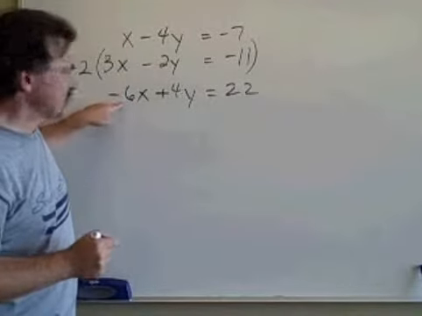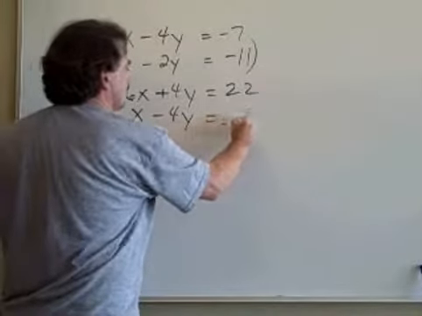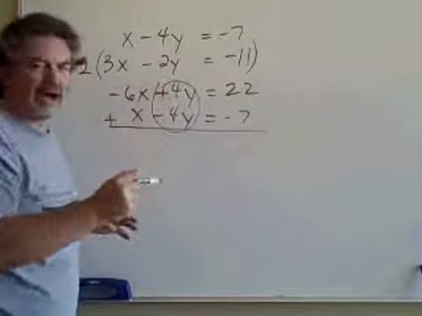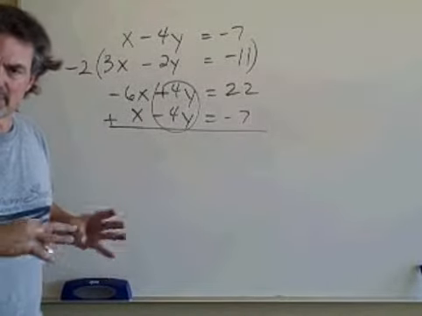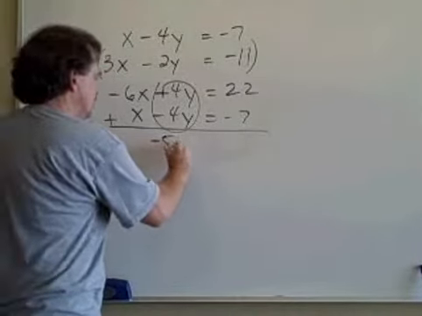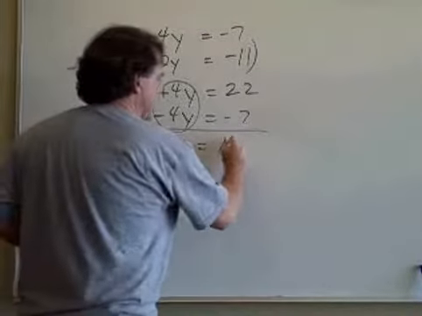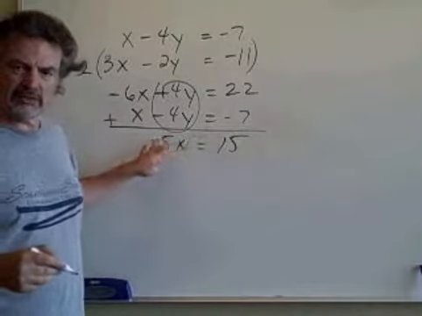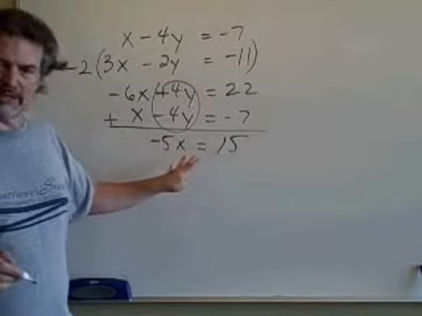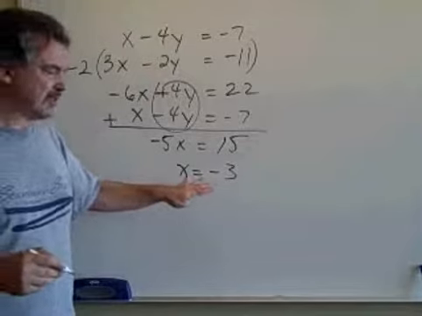And now if I add this newly created equation to the original one, again, the y coefficients are now additive opposites. Those terms disappear. Negative 6x plus x is negative 5x. 22 plus negative 7 is 15. I've created a linear equation in one variable that I can now solve for x by dividing both sides by negative 5. So x equals negative 3.